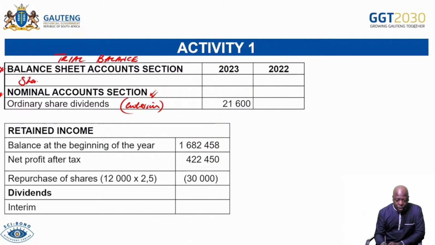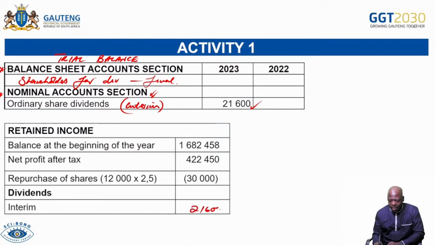But if you see dividends in the balance sheet account section, in most cases you would see that they'll be written shareholders for dividends. These are your final dividends. So take note of that. Once you see dividends in the nominal section of your trial balance, it's interim. Once you see dividends in the balance sheet account section, that is your final dividends, your shareholders for dividends. So here we're given dividends 21.6. Automatically that becomes our interim dividend then. So I'm going to come here, it's 21,600 over there like that. Okay, I think that makes sense. Can I move on to the next one?